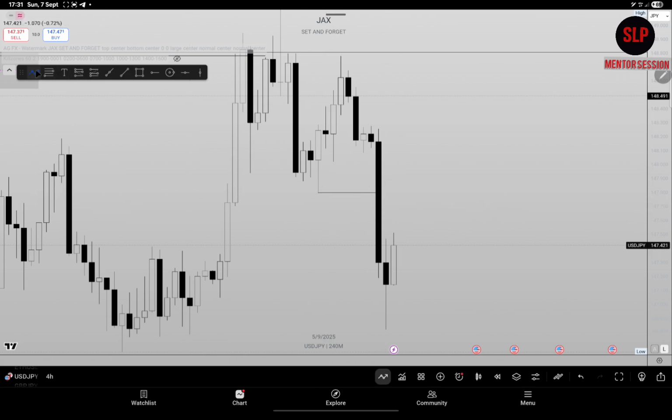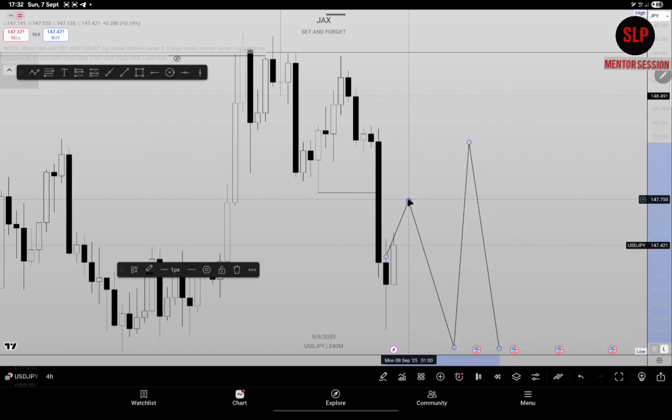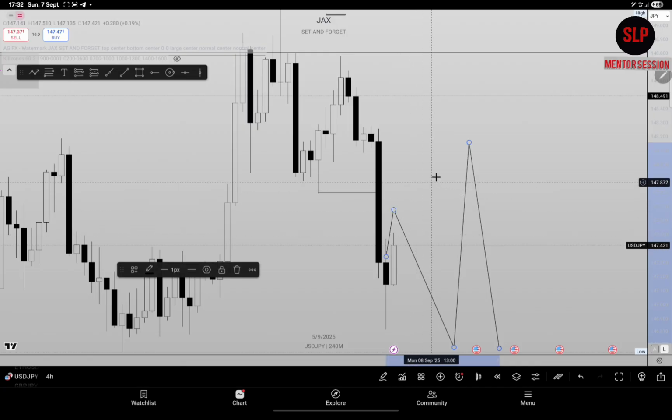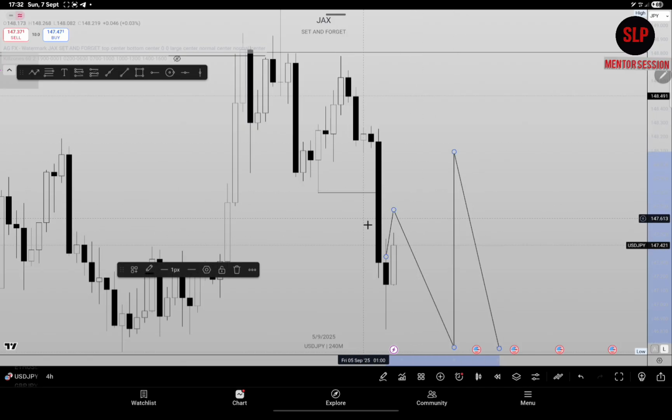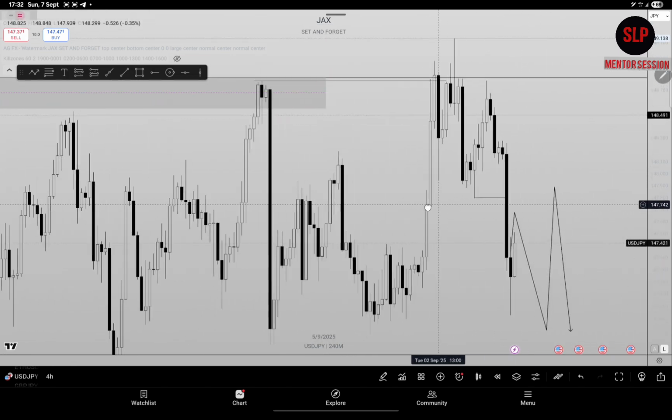Price could actually decide to use this breaker block, create liquidity, then come up and use this other block right here to continue the sell to the downside. And price can still create liquidity below here and break structure, or engineer liquidity, then come in and tap this breaker block here to continue the sell to the downside. So that's all price can do.